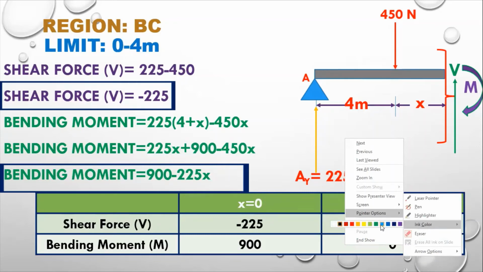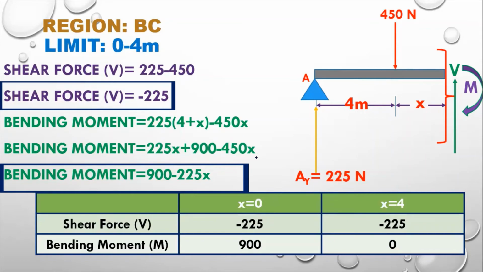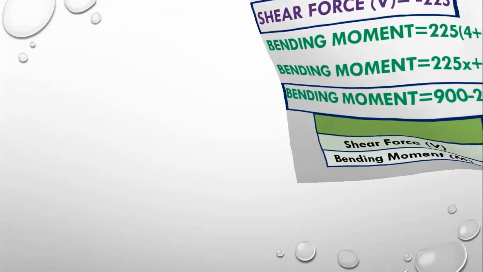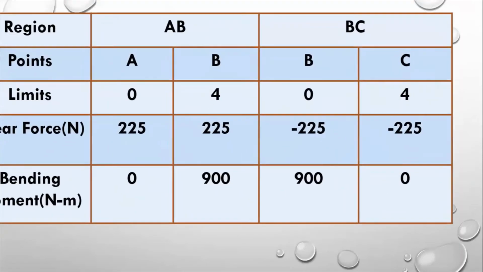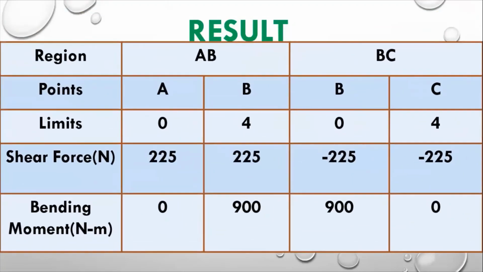So I am selecting the pointer color here. I am moving towards the next slide, and now you can see how you form the table here. This is the result for the table. Region AB and BC, and the limits you can see here, 0 to 4 for the first limit, and the second limit is also 0 to 4.